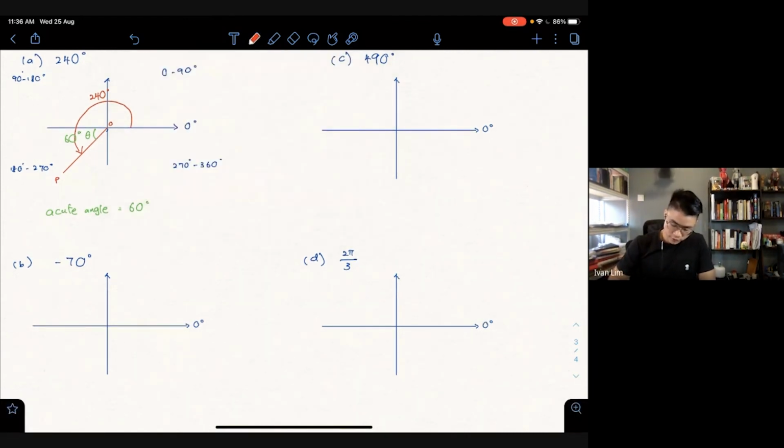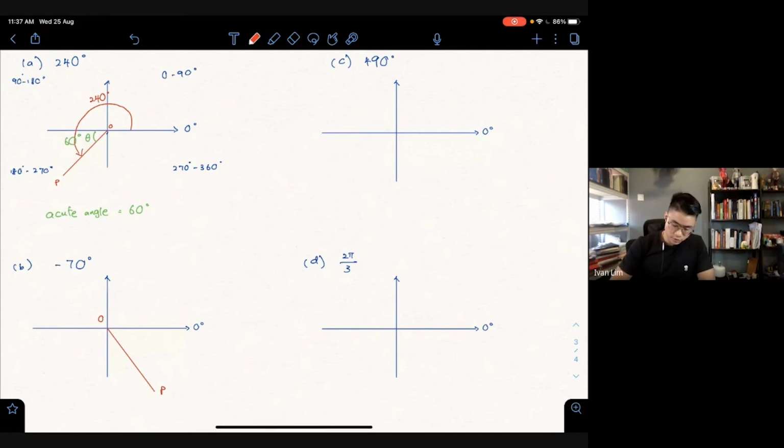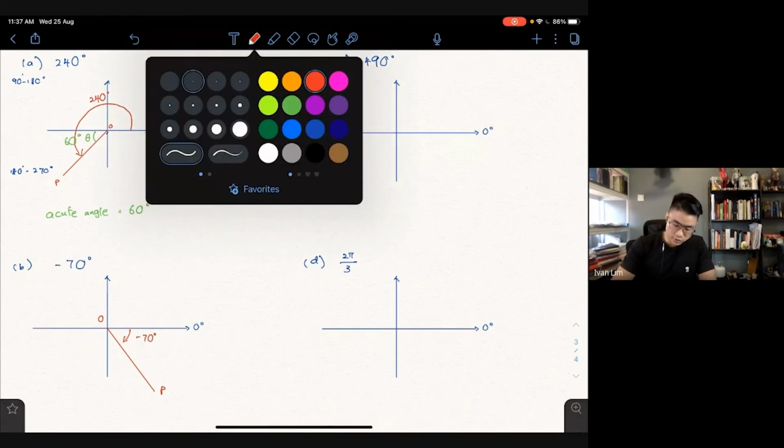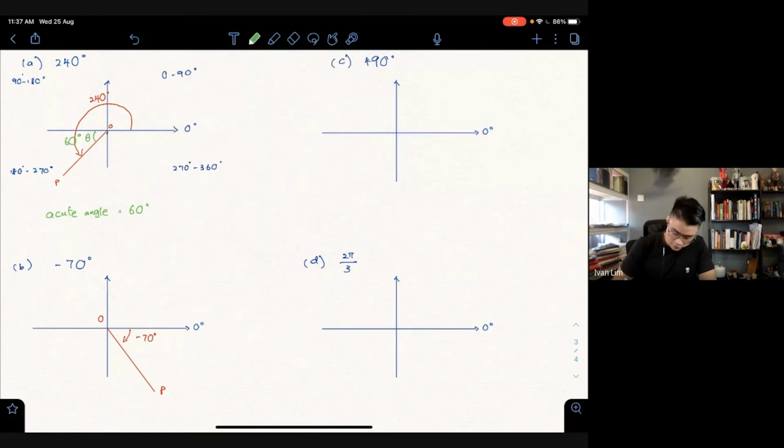Negative 70 degrees will only take up one quadrant, right? It will be in the fourth quadrant. So my OP will be here, right? And then my angle here will be negative 70 degrees. This is how we write negative 70 degrees. But theta, how we define it, is the acute angle with the x-axis, which will be 70 degrees. Theta will be equal to 70 degrees.